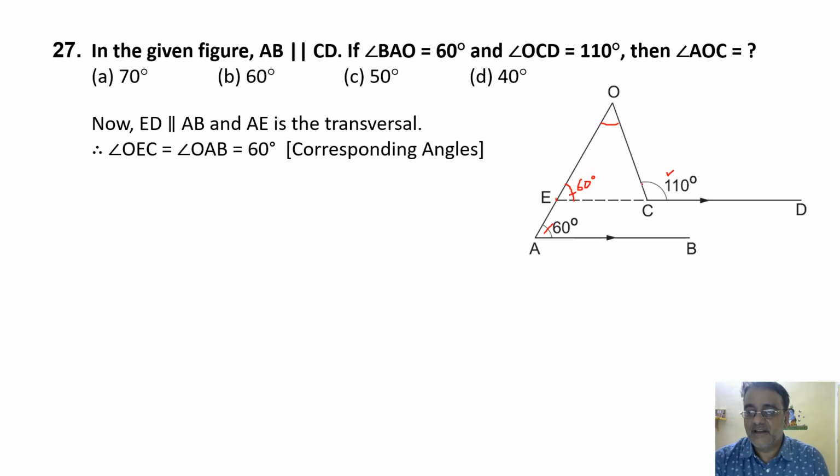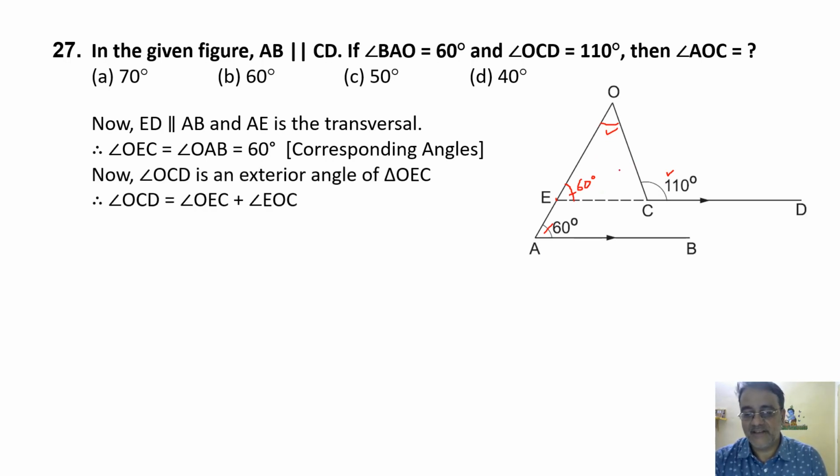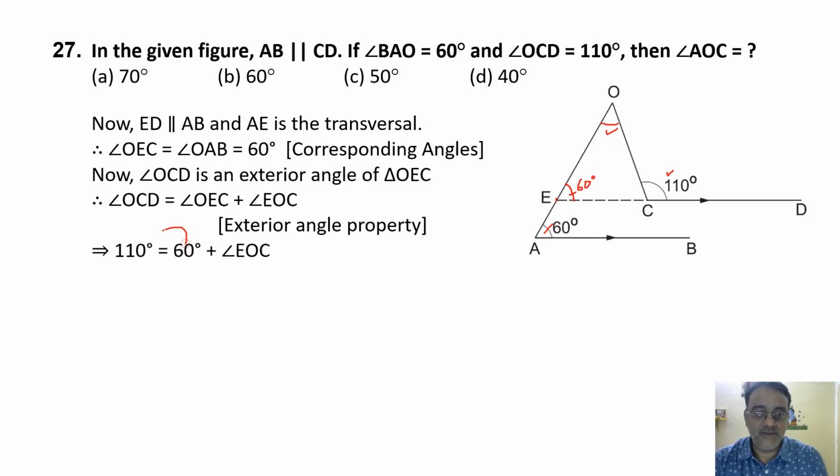So यहाँ पे मैं 60 लिख दे रहा हूँ. Right. Now this is the exterior angle of this triangle OEC. So the sum of these two angles is equal to 110. Right. So what is the value of this angle? 50 degree. Right. So 60 को यहाँ shift करेंगे तो minus 60 हो जाएगा. So angle EOC is 50 degree. EOC is nothing but that is AOC only. So the correct option is C. Right. So now we are moving toward question number 28.